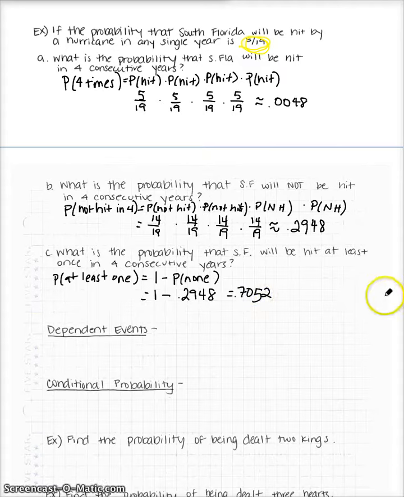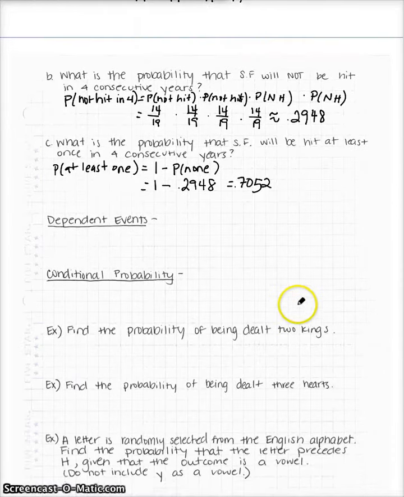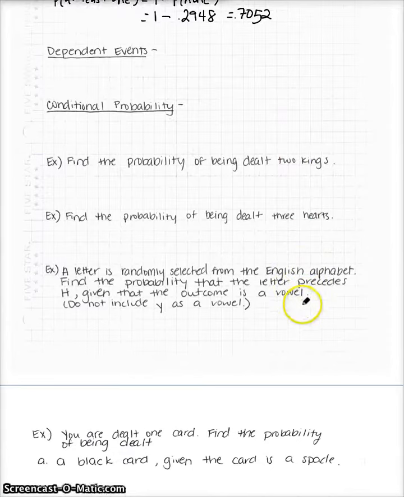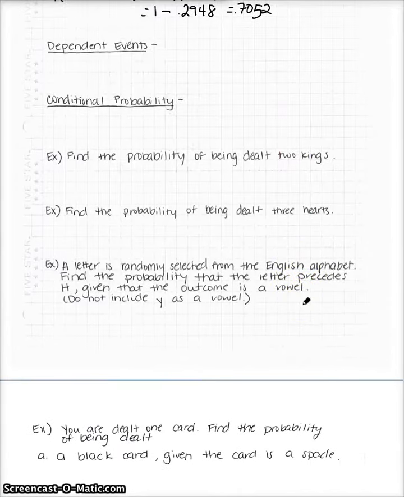In class, we discussed the definition of dependent events. Those are events where the occurrence of one affects the probability of a second, and the conditional probability is just that affected probability. Let's look at a few examples for that. Find the probability of being dealt 2 kings. That's being dealt a king and then another king.